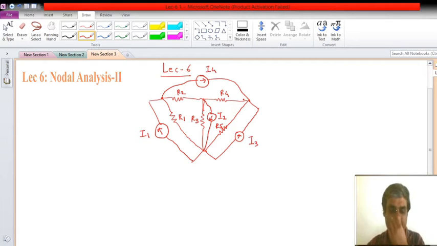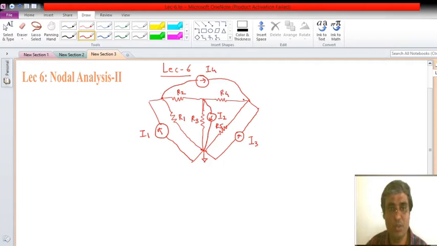Okay. So what is the procedure? Let me write the equation using nodal analysis. First select the reference node. Aesthetically this is good to select, but a number of elements are connected to this node, so it is better to select this one in order to avoid complications, right?